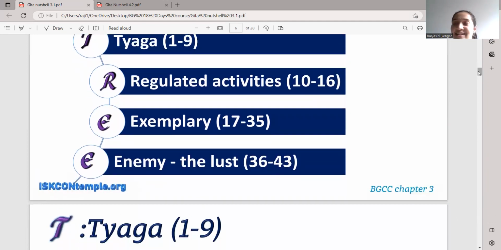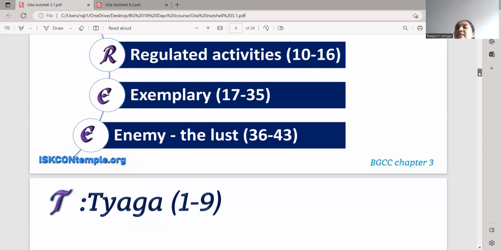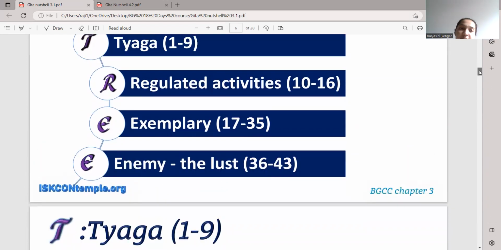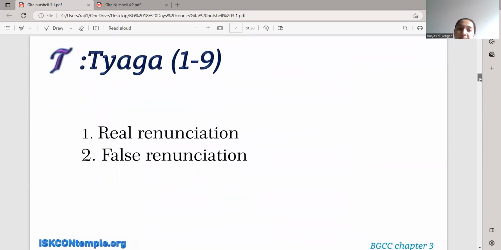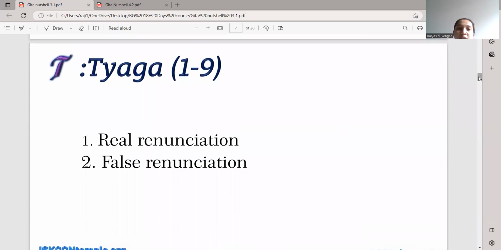We're looking at the third chapter and we're seeing the overview of the third chapter, which is TREE. So T stands for Tyaga. What do you all understand by the word Tyaga? Whoever knows Hindi or whoever knows the Indian languages should have some idea about this word. Okay, Arushi says it's sacrifice. Yes, one meaning is sacrifice. What else? What do other people think? Lalita auntie, what does Tyaga mean to you?